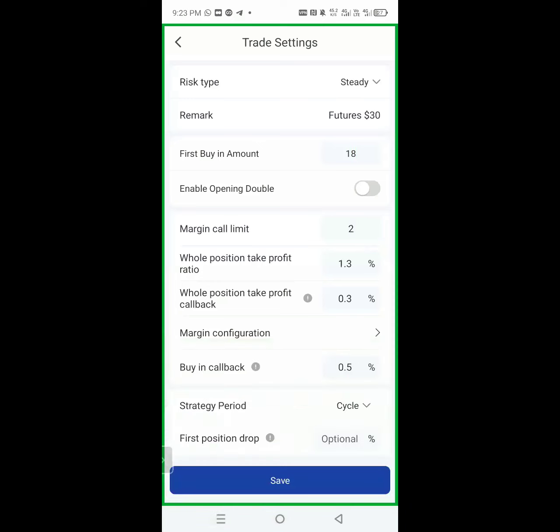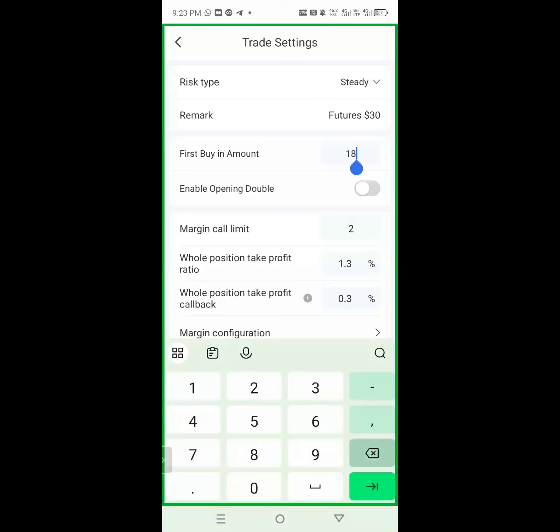Or we use 10 and we use 3 margin calls. So it's your call. Is that you want to use 18 first, you want to focus on your first buy and use 2 margin calls? So it will be $6. Okay, so let's use like this.